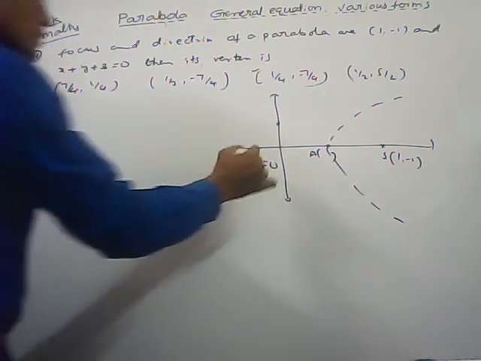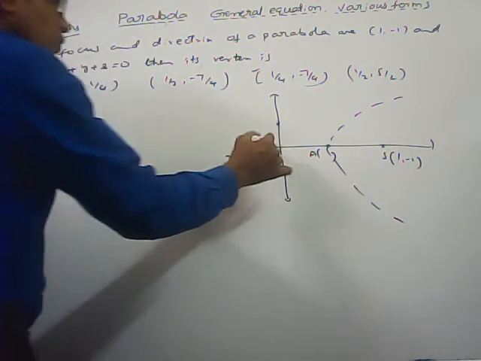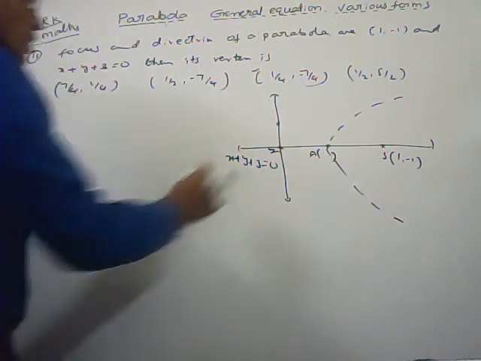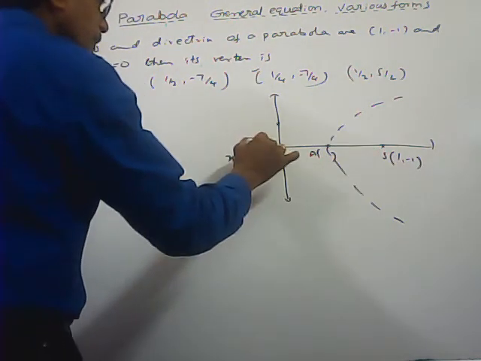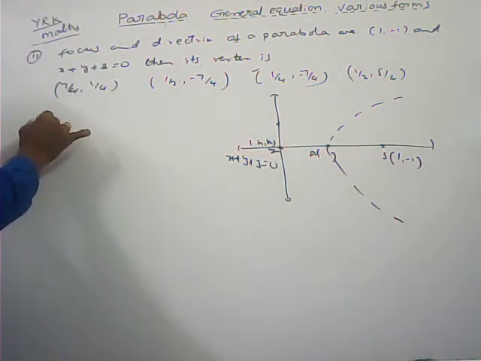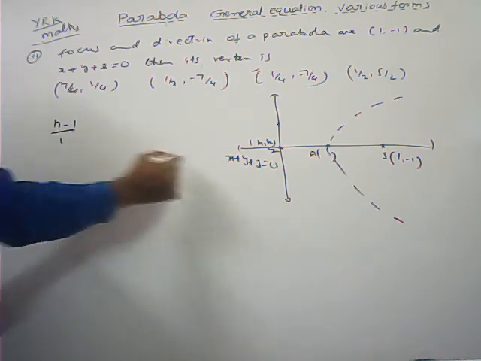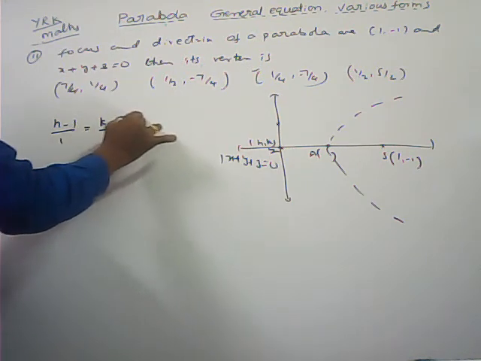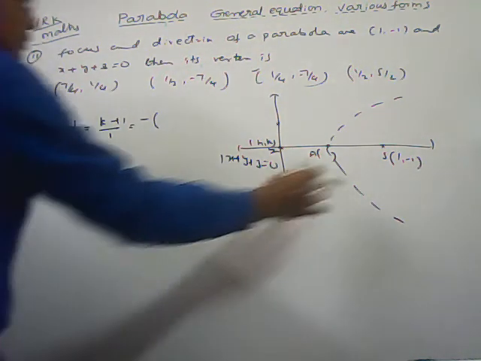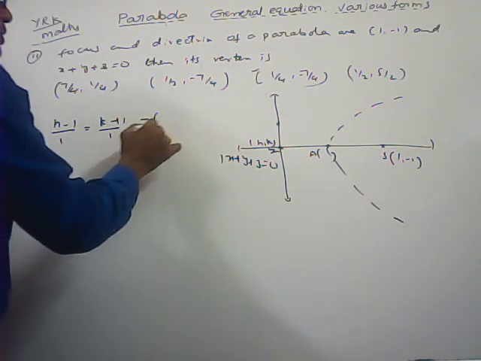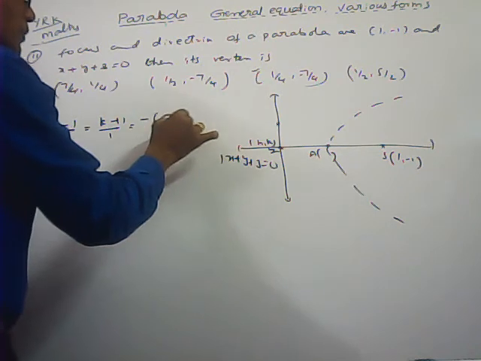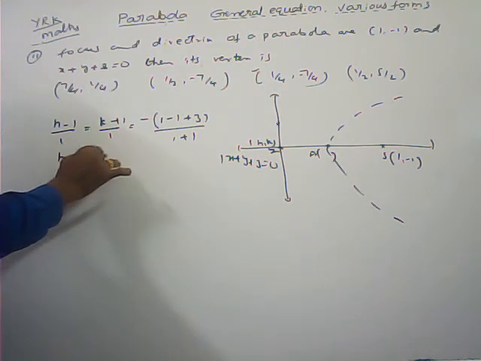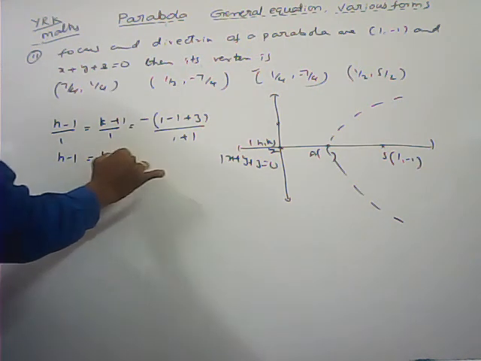First we can find the foot of the perpendicular. How to get the foot of the perpendicular? If I take (h, k), then (h - x1)/a = (k - y1)/b = -(ax1 + by1 + c)/(a² + b²). So (h - 1)/1 = (k + 1)/1 = -3/2.